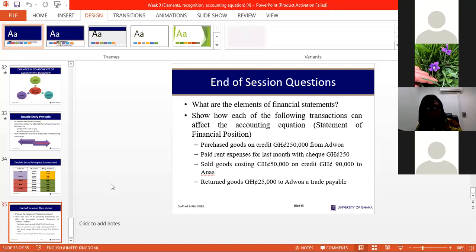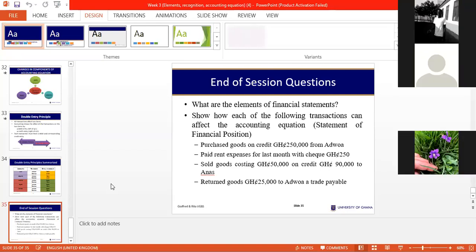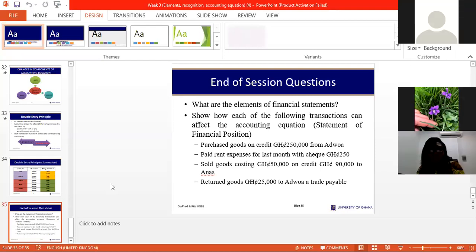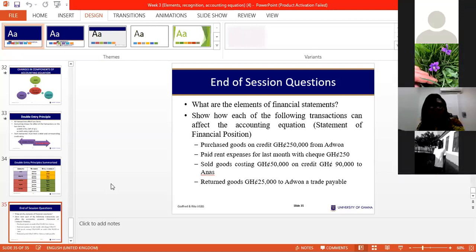Yes, Florence. Madam, please, asset and liability. Please, that is not it. What asset in the name of what? In the name of goods bought, and liability in the name of Ajua. Exactly. So, yes, assets, goods.